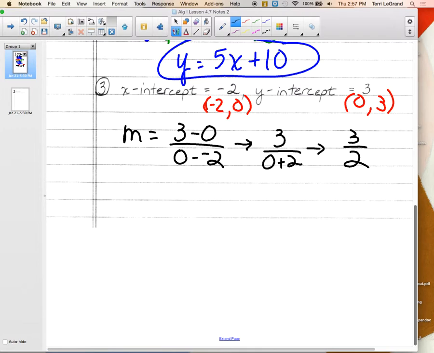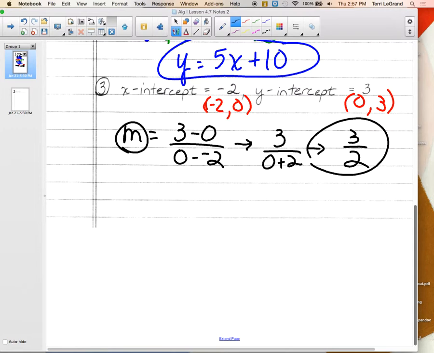So we now know the slope, which, do we have to work a whole lot harder now? No. What do we have to do? Do we need to put it in point slope form? No. Why not? Because they gave us the y-intercept. They gave us the y-intercept this time.